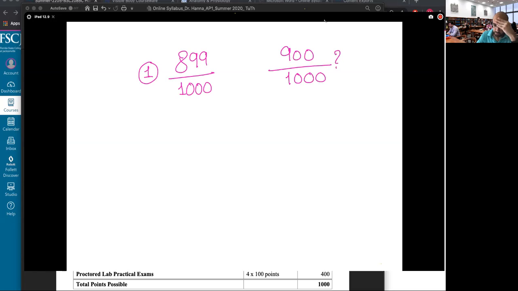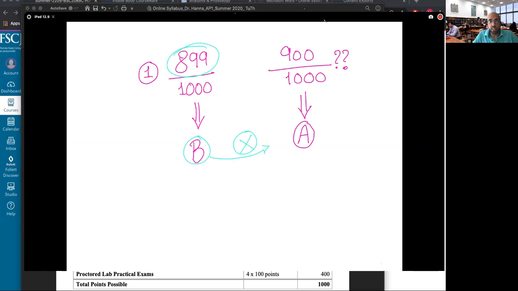What do you think? 899 is a B, and 900 out of 1,000 is an A. Why am I saying this on the very first meeting? Because this 899 is a B and can never be an A. I never round up grades. So you've got the chance from the very first day to get the grades that you want.